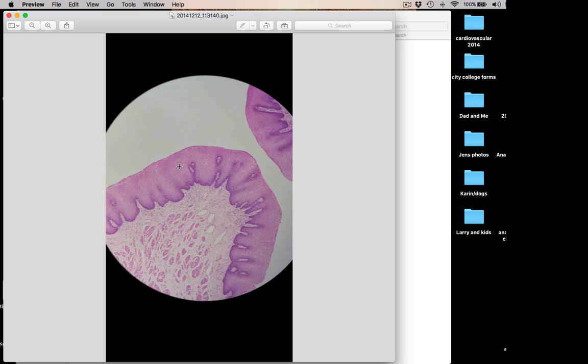P, polarity. Just like the North and South Pole, there's a top side and a bottom side to epithelial tissue. The top side, or the apical side, of epithelial tissue always faces a free space. There is nothing up here. This is a free space. This is called the lumen, free space.